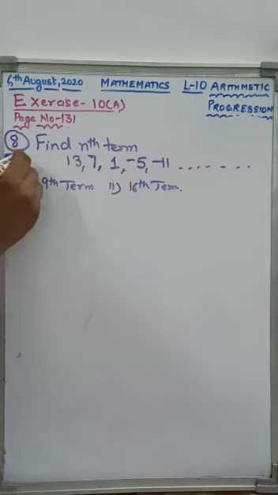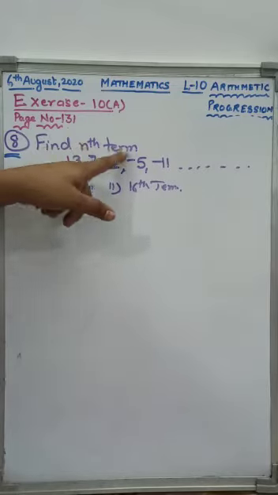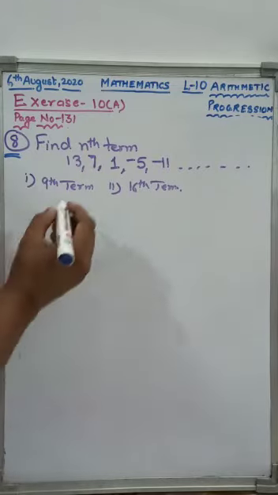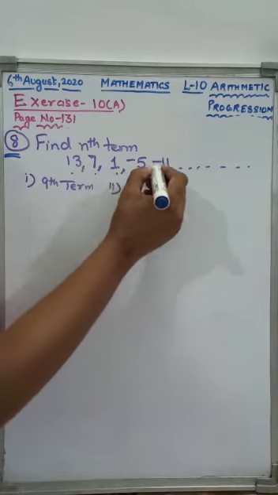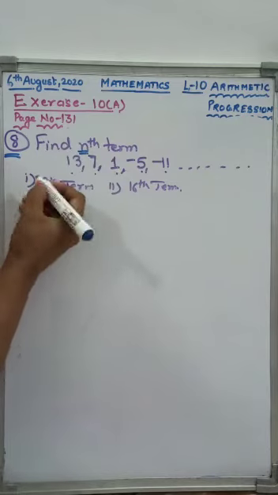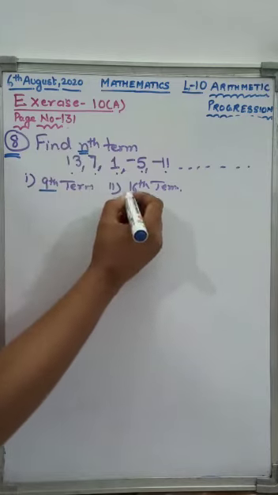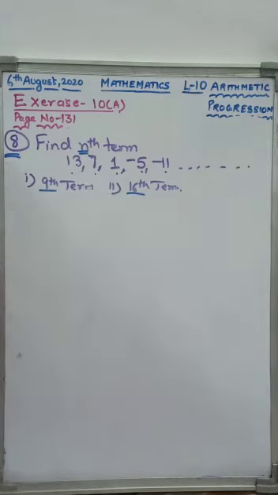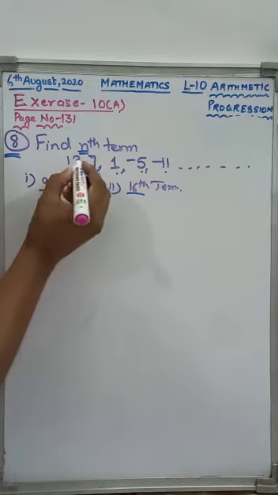Question number 8. Second type of question. Now in question 8 it says, find the nth term of an AP 13, 7, 1, minus 5, minus 11, and so on. First of all we will find the nth term, and then its parts we will do. We will find the 9th term and the 16th term. So from the series, first of all write down the 13.